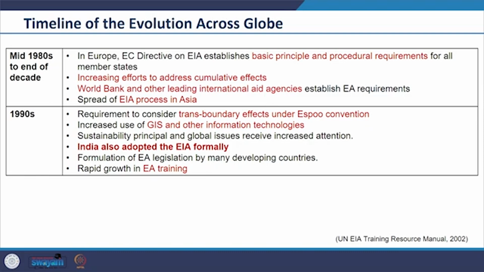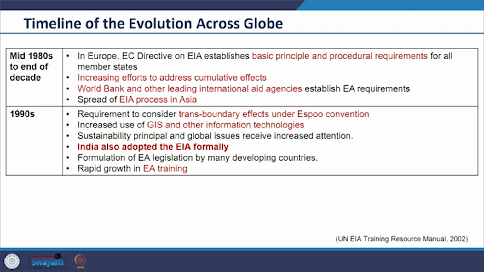And then the World Bank, it's important here, the World Bank and other leading international aid agencies established EIA as a requirement. That made a major shift, and most of the countries started adopting it. In this period, it spread in Asia. So here we see that at the same time, our system also formalized.